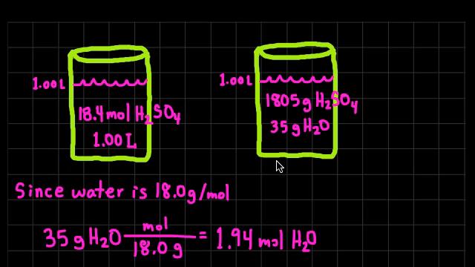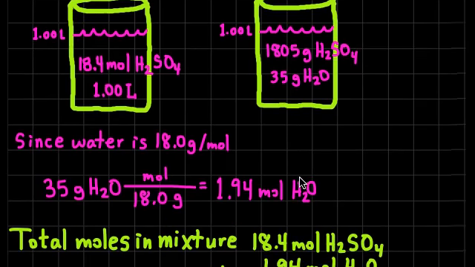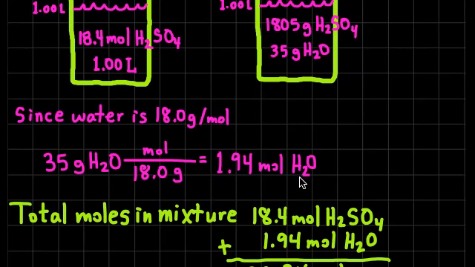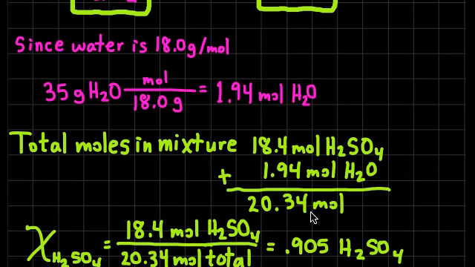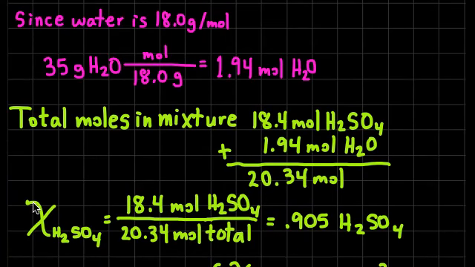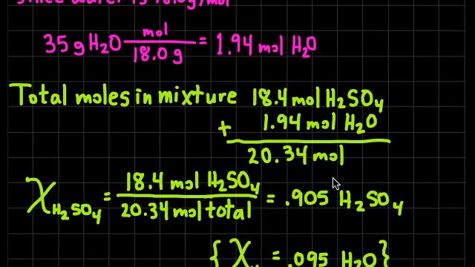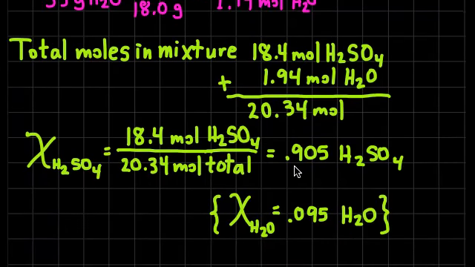I only have 35 grams of water, which converts to 1.94 moles of water. The total moles in the mixture, I think from above we had 18.4 moles of H2SO4 in the liter, and that comes out to only 1.94 moles of water, total number of moles. So mole fraction, chi, of H2SO4, 18.4 moles of H2SO4, 20.34 moles of molecules altogether, comes out to 0.905. Or I could say 90.5 mole percent. The sum of this mole fraction and this mole fraction should come out to 1.